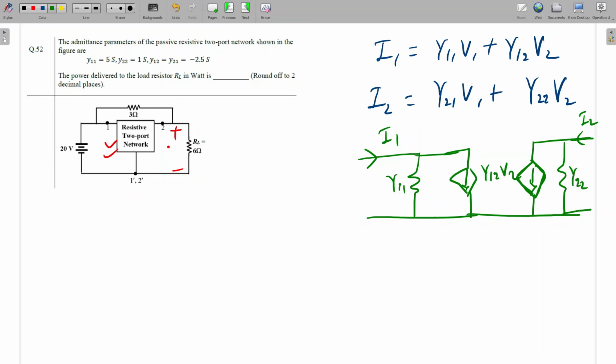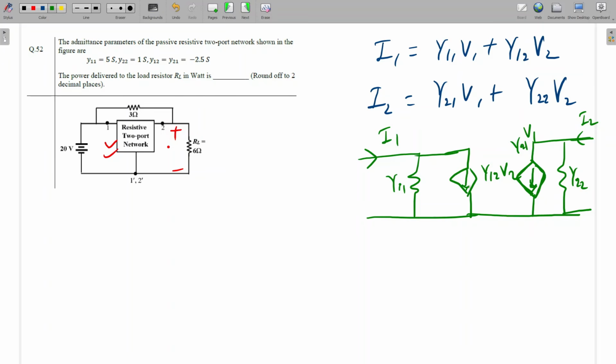What will be this value? This value will be Y21 V1. Is it okay? Is it clear? Yes, sir. Okay. So the same circuit we can write as 1 second.